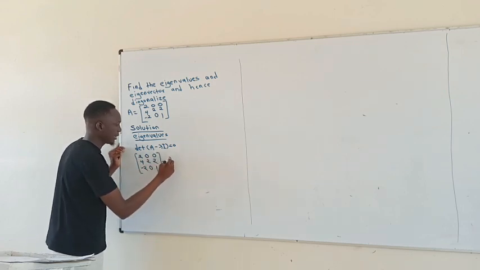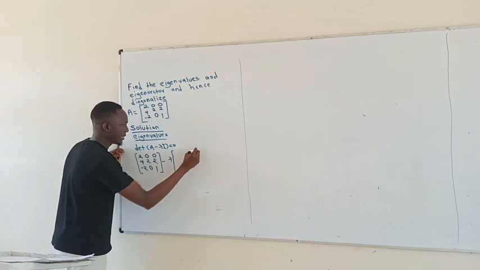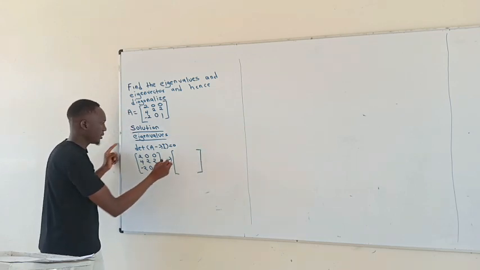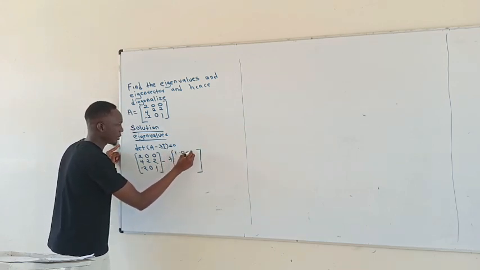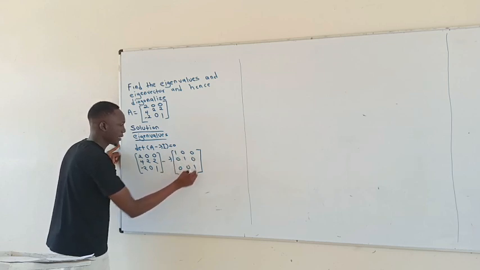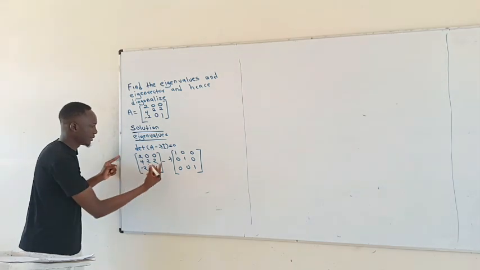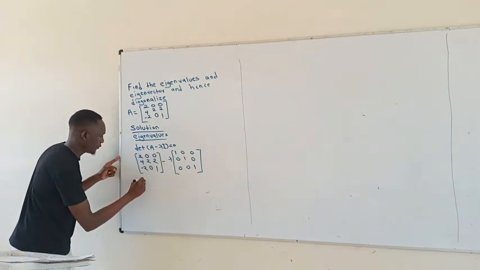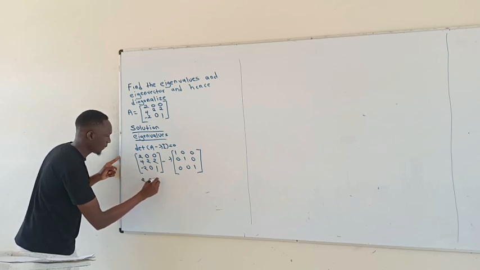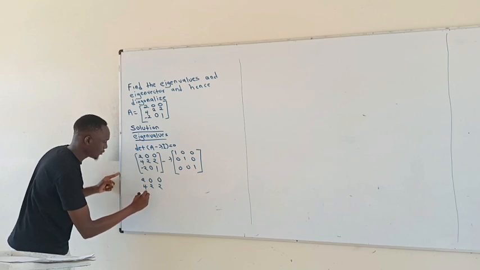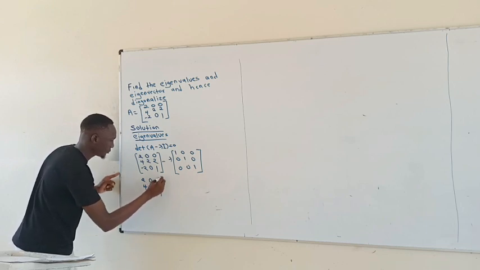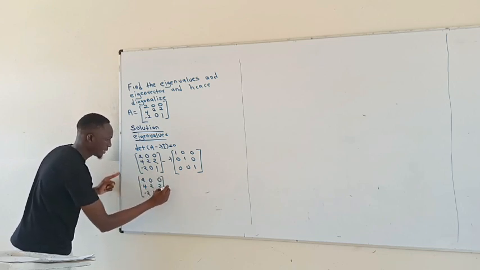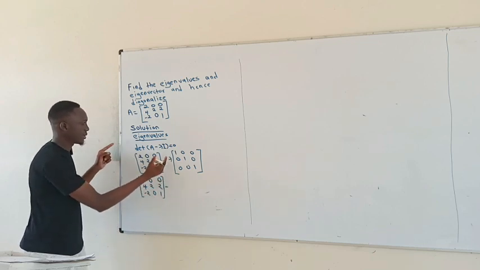minus lambda times the identity matrix for a 3 by 3 matrix, which is 1, 0, 0, 0, 1, 0, 0, 0, 1. Now we find that lambda times identity matrix. So let's have 2, 0, 0, 4, 2, 2, and negative 2, 0, 1. Minus the identity matrix times lambda.